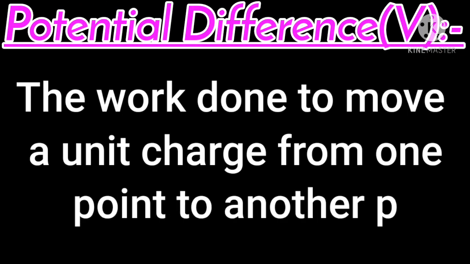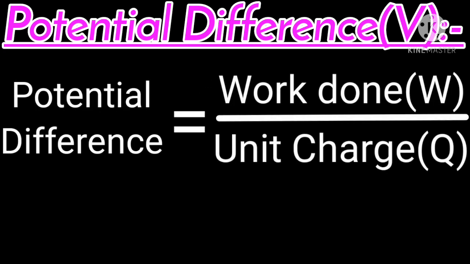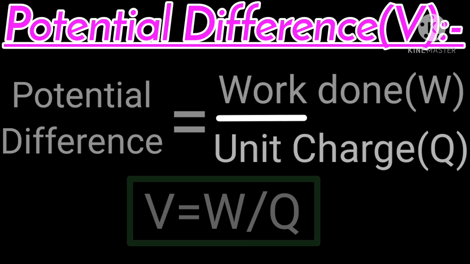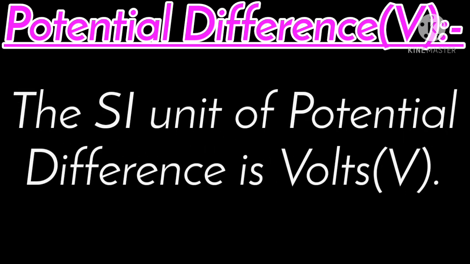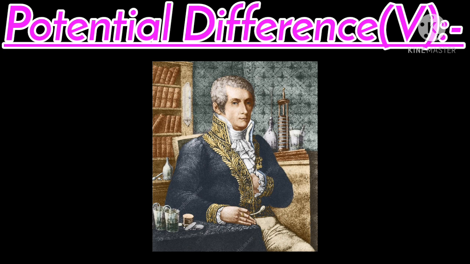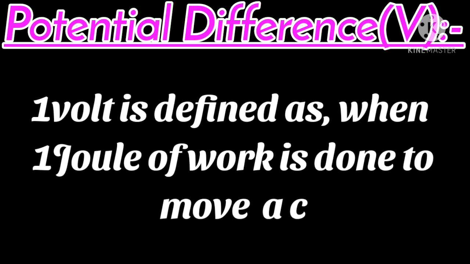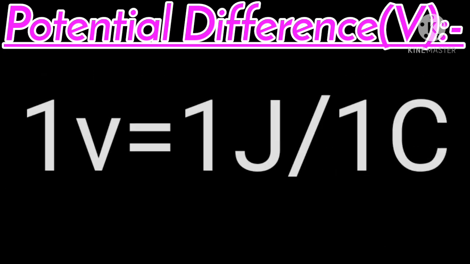Potential difference. The work done to move a unit charge from one point to another point. Potential difference is equal to work done by unit charge. That is, V is equal to W by Q. The SI unit of potential difference is volts, represented by capital V, named after the Italian physicist Alessandro Volta. 1 volt can be defined as when 1 joule of work is done to move a charge of 1 coulomb from one point to another point. That is, 1 volt is equal to 1 joule by 1 coulomb.